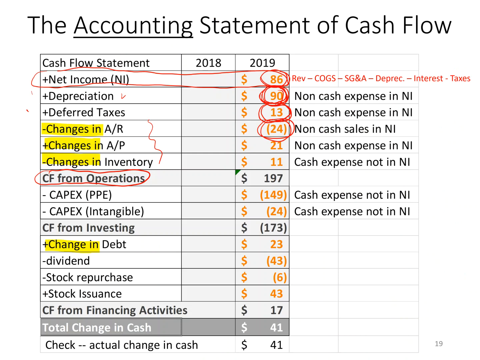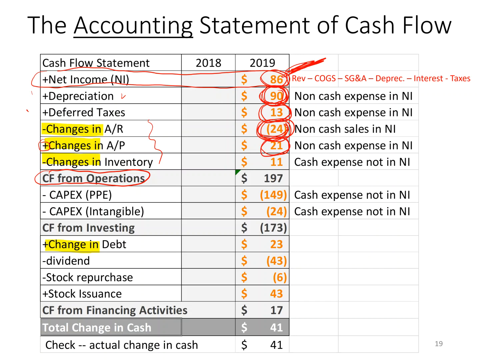Why? Because accounts receivable increased. So some of these sales of $86, I actually never received the cash because some people haven't paid me yet, because it's sitting in accounts receivable. So I need to subtract the increase in accounts receivable to get back to cash. Likewise, I'm going to add changes in accounts payable. If I go to the balance sheet, accounts payable increased from 2018 to 2019 by $21. I'm going to add that change because some of the expenses in this net income number haven't been paid yet. So I need to add that back.